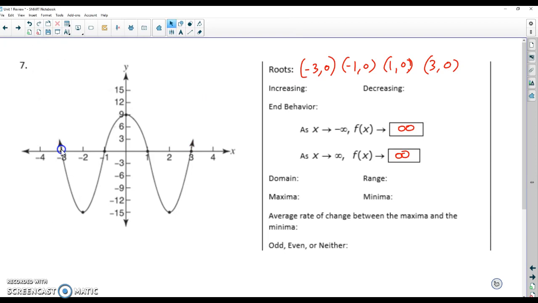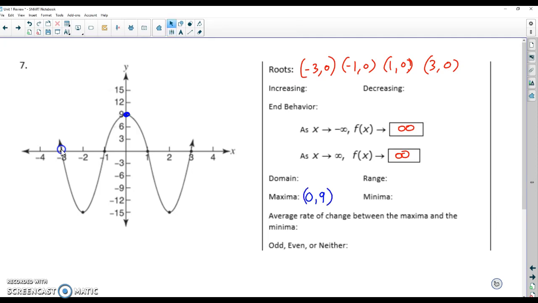Okay, now for the maximum and the minimum. The maximum is going to be the highest point. If you think about this graph being like a roller coaster ride, it's going to be the part that goes up and then comes back down. So basically like the funnest part of the roller coaster. In this graph, it appears that the maximum is located right there at (0, 9). So our maximum is (0, 9).